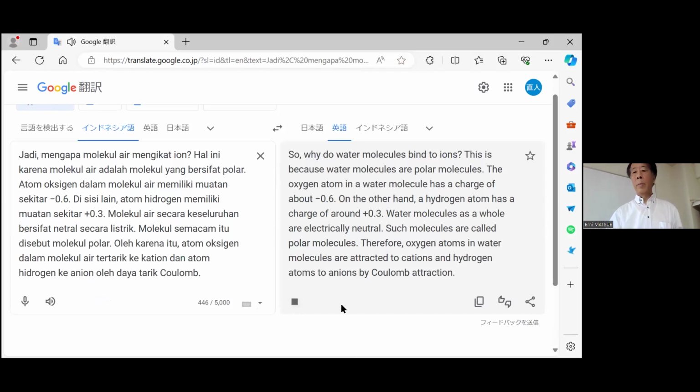So, why do water molecules bind to ions? This is because water molecules are polar molecules. The oxygen atom in a water molecule has a charge of about -0.6. On the other hand, a hydrogen atom has a charge of around +0.3. Water molecules as a whole are electrically neutral. Such molecules are called polar molecules. Therefore, oxygen atoms in water molecules are attracted to cations and hydrogen atoms to anions by Coulomb attraction.